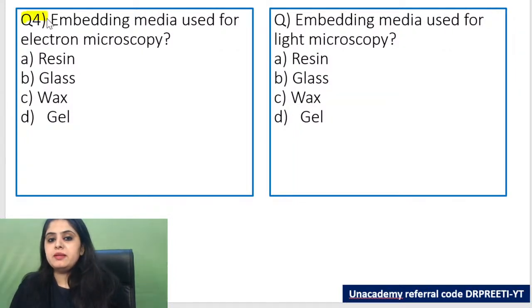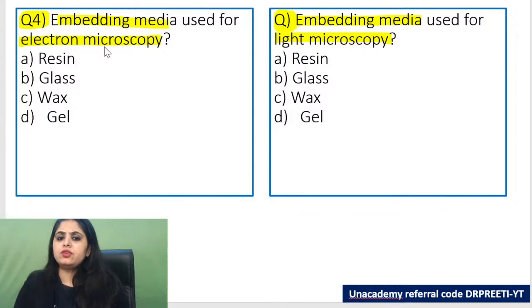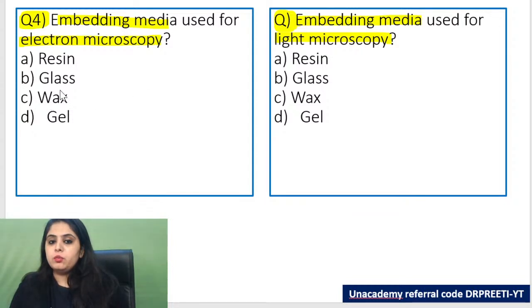Question number 4, tell me what is the embedding media for electron microscope and what is the embedding media for light microscope? Give me the answer together. Which one is for electron, which one is for light? Embedding media. Okay, so one out of the options are the same. Which one for electron, which one for light? No idea, not a problem. That is why we are here today. We are going to study it and we'll obviously have an idea after that.